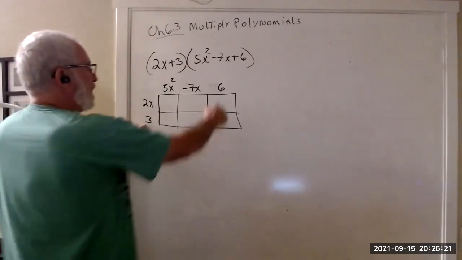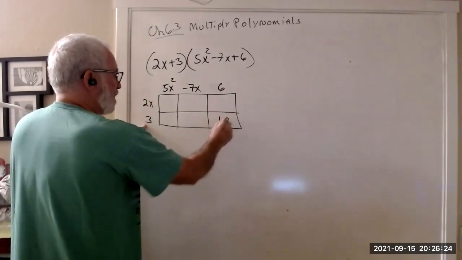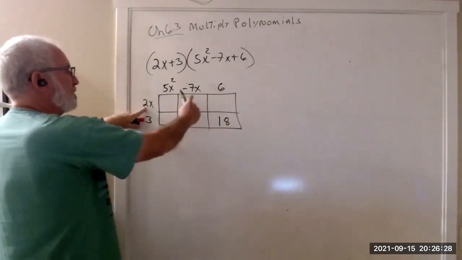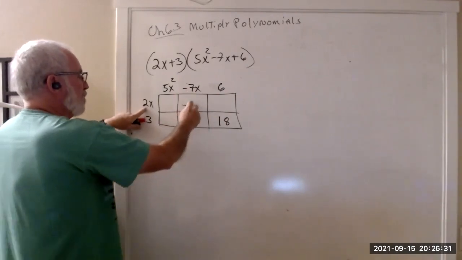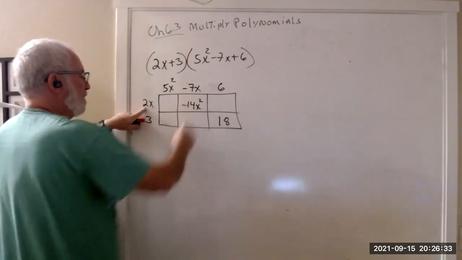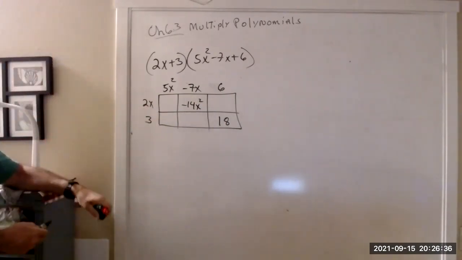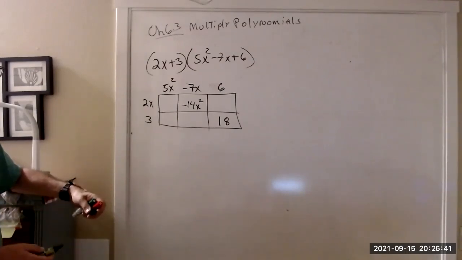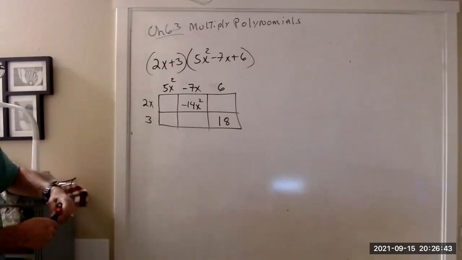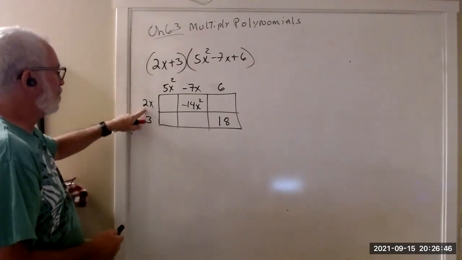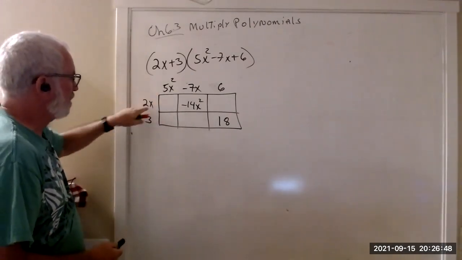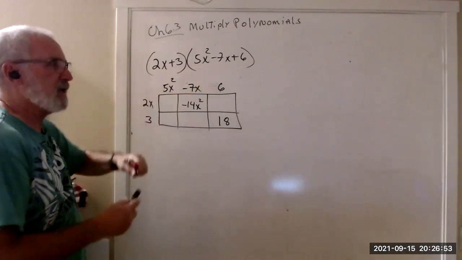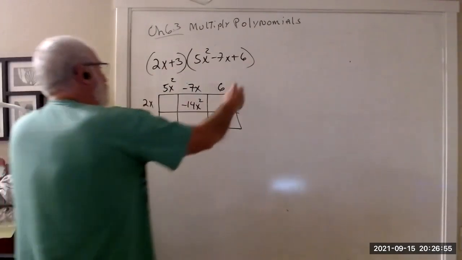Okay, 3 times 6 is 18. 2 times negative 7 is negative 14x to the second. I'm trying to show you that you can skip around. I don't recommend it. I recommend that you be neat and organized. But the box is really rather cool. You take the 2 times that number, put the answer there, times that number, put the answer there, times that number, put the answer there. And each time you're still doing rule 3.